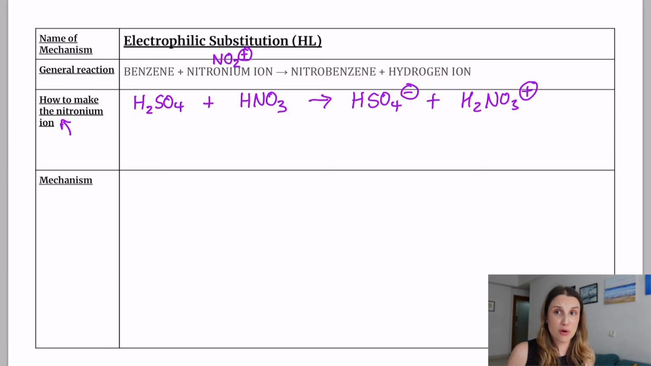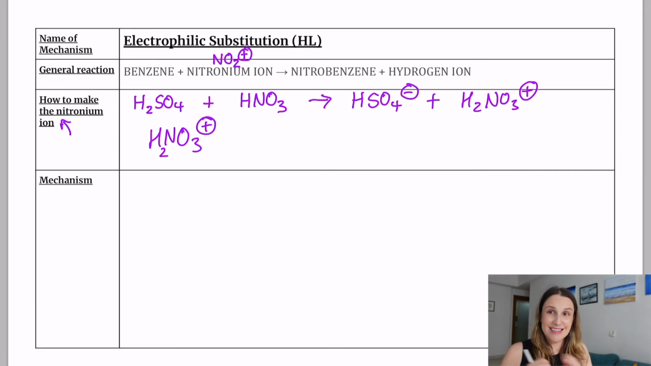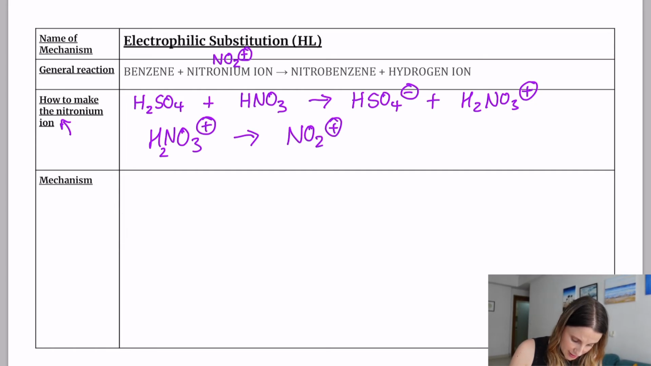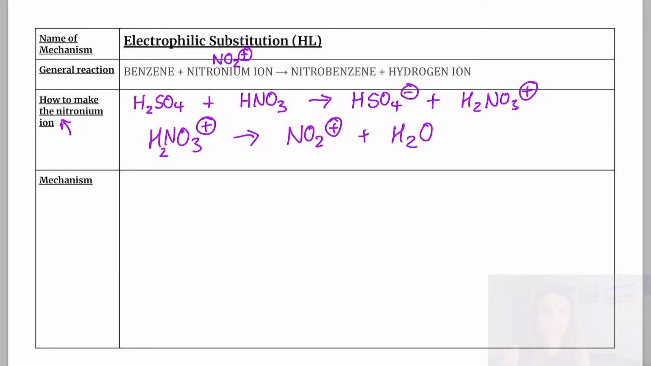Now the way the nitronium ion is formed is if this H2NO3 positive, if this species then breaks up, it can form the NO2 plus and water. So this is the only way that we make the nitronium ion, and this is something that you should be able to illustrate in your examples.